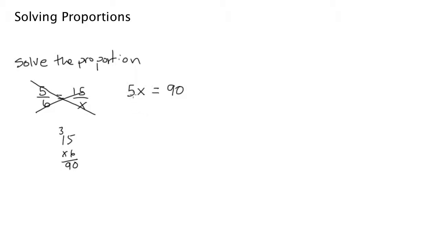I've got to get rid of this 5. How do I do that? Well, divide by 5, divide by 5, x equals, 5 goes into 90 18 times. And there it is. There's the answer. And you can see that 5 over 6 equals 15 over x. Well, x is what? 18.